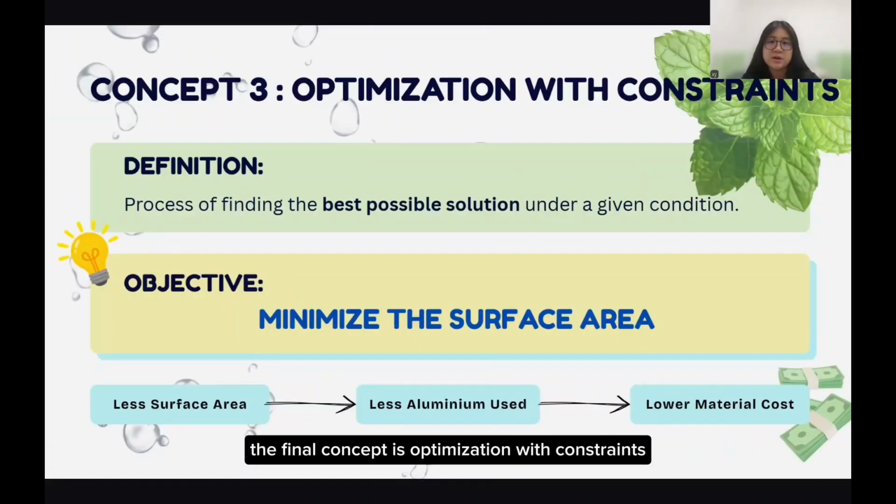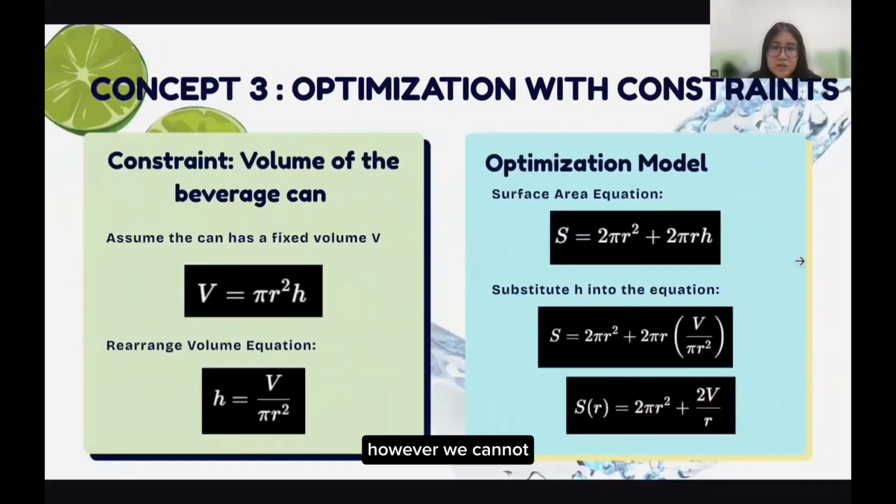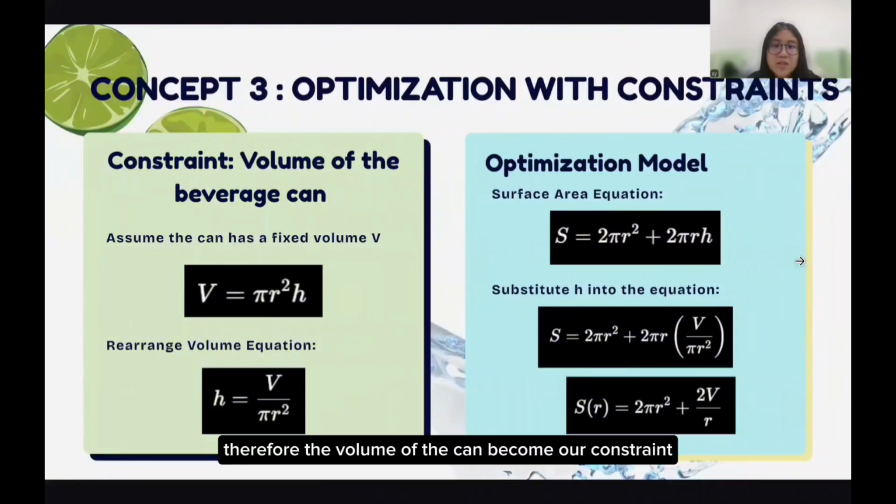The final concept is optimization with constraints. Optimization is the process of finding the best possible solution under a given condition. In this project, our objective is to minimize the surface area because the amount of aluminium used is proportional to the surface area. Using less material helps reduce the manufacturing costs. However, we cannot simply make the can as small as possible because it must still hold a fixed volume of beverage. Therefore, the volume of the can becomes our constraint.